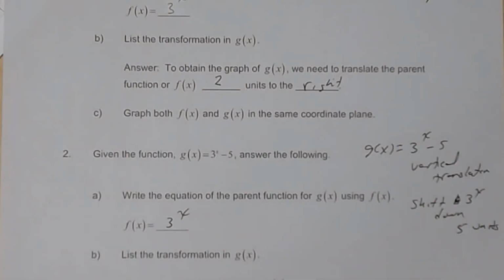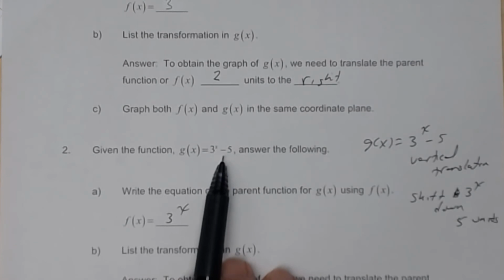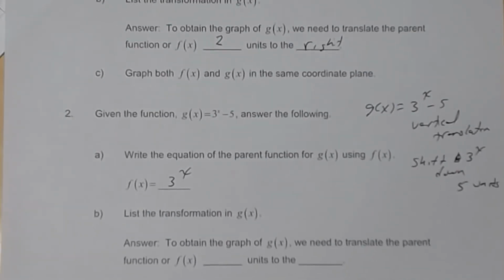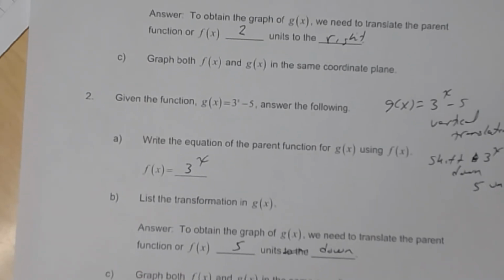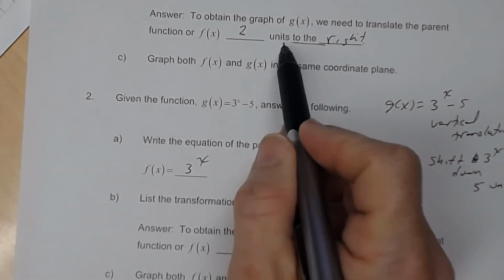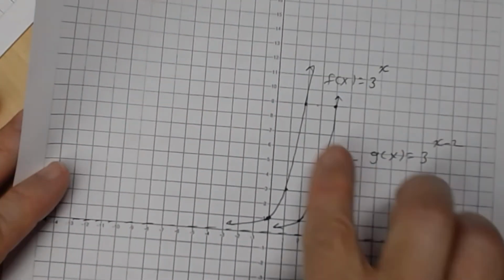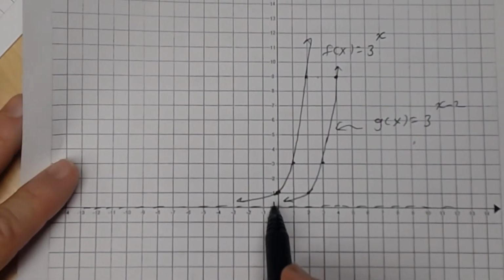So to obtain the graph of g of x, which is this right here, we need to translate the parent function 5 units down. Okay? I guess I should have put space here. So you would say 5 units to the right for the previous one, and here you would say 5 units down. All right, so now that's going to look like this. We graph the parent function, and everything will be moving down 5 units.